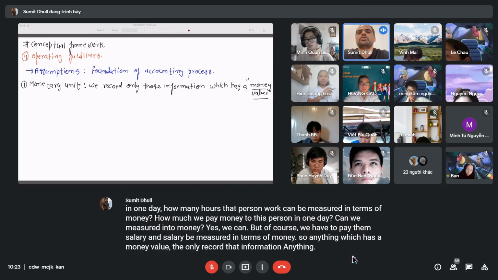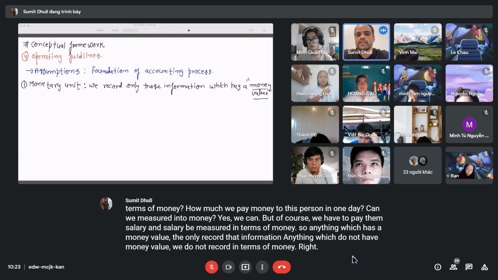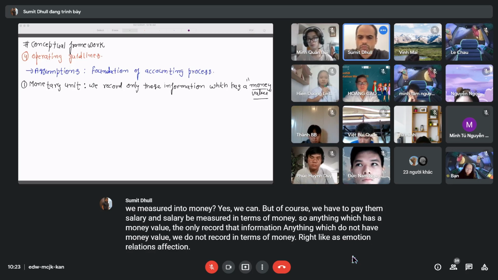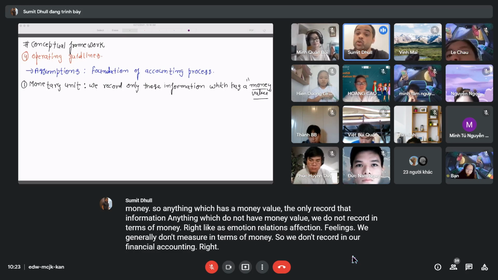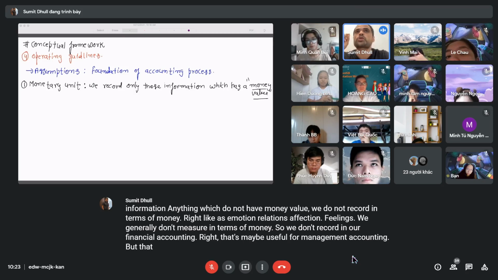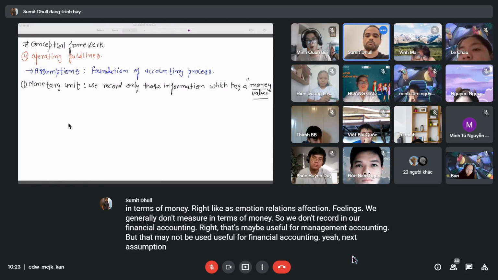Anything which does not have money value, we do not record in terms of money. Like emotions, relations, affection, feelings, we generally don't measure in terms of money. So we don't record them in our financial accounting. That may be useful for management accounting, but that may not be useful for financial accounting. Next assumption is the business entity assumption.